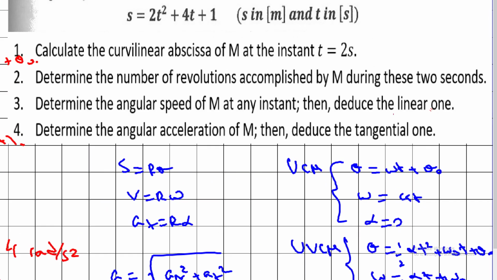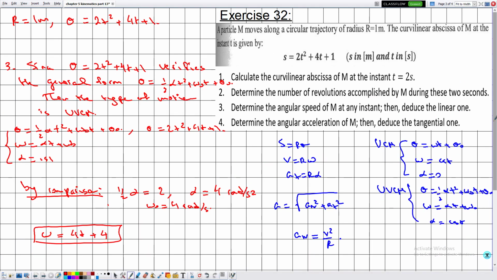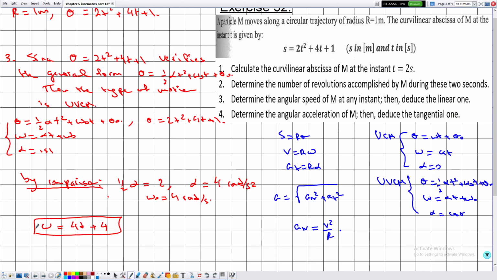Then deduce the linear one, and by deduce it means that we need to see the previous part. We know that the linear one and the angular one are related by a radius. So simply v is equal to r omega, which is equal to 1 multiplied by 4t plus 4, which is equal to 4t plus 4. Then v is equal to 4t plus 4, the speed as function of time.